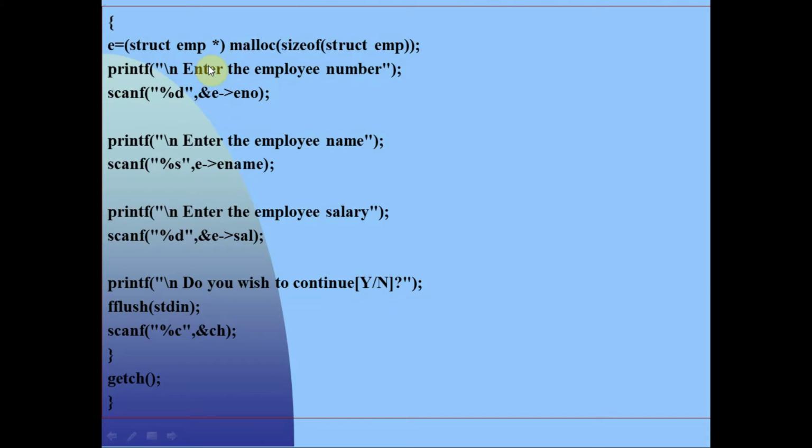So we allocate the size, and the allocated memory is stored into the e variable. First of all, enter the employee number. The number is stored into e number, then e name, then salary. Then, do you wish to continue? If the value is yes, it executes the same loop again because it is a while loop. Otherwise it exits the program.